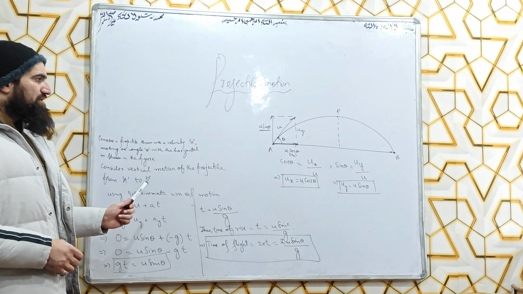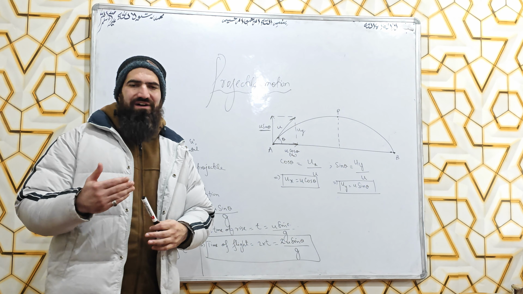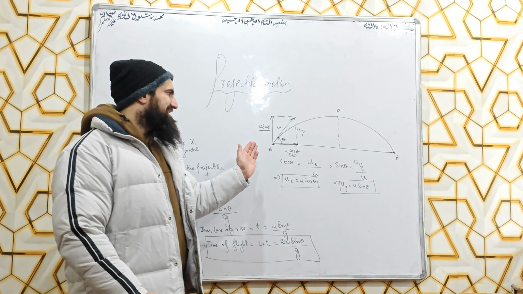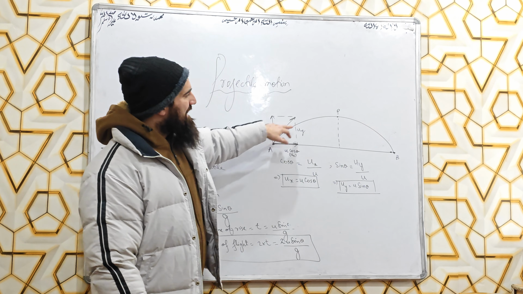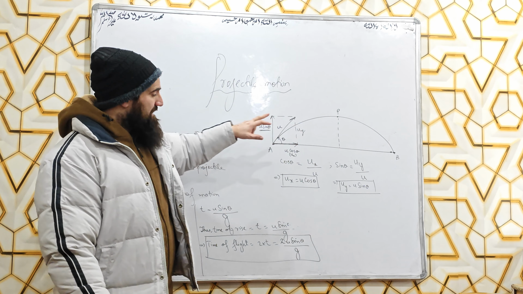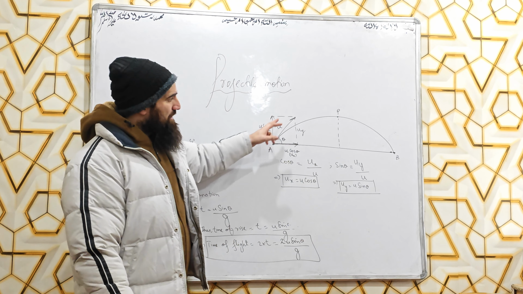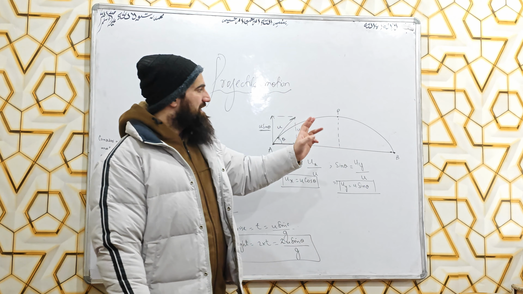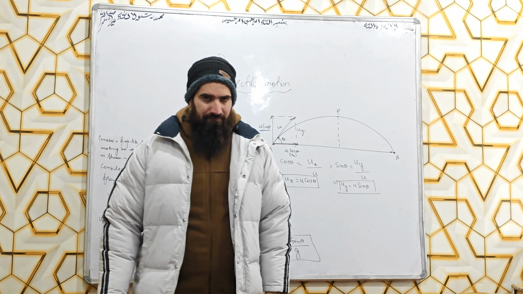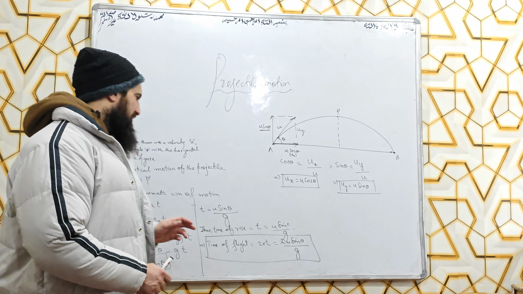Now when we have to find the expression of time of flight, we will find the time of rise. That's the time taken by the body to reach from point A to point P. The time taken by the body to reach from point A to P is known as time of rise, and that's called time of fall. That's the time taken by the body to come from point P to point B. So how can we derive it?